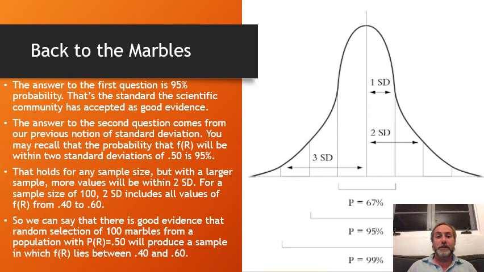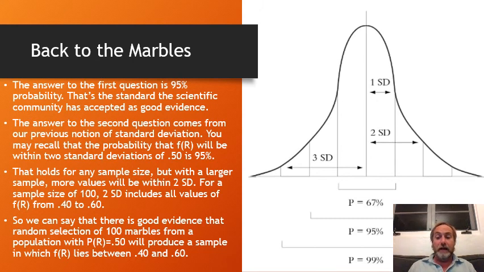The answer to the first question is 95% probability. This is just the standard that's been accepted by the scientific community. We want a 95% probability that the probability in the actual population matches our relative frequency. Now, the answer to the second question, what sort of claim could we make about the relative frequency that would give us that level of confidence?